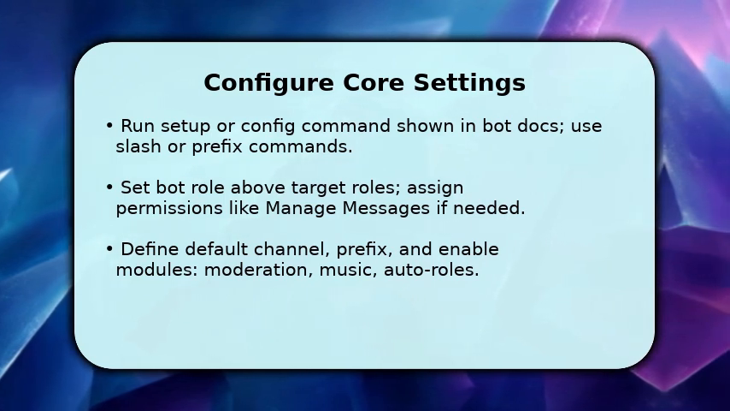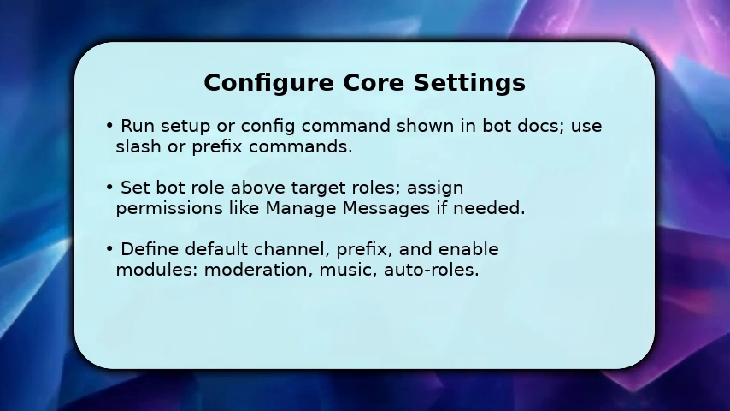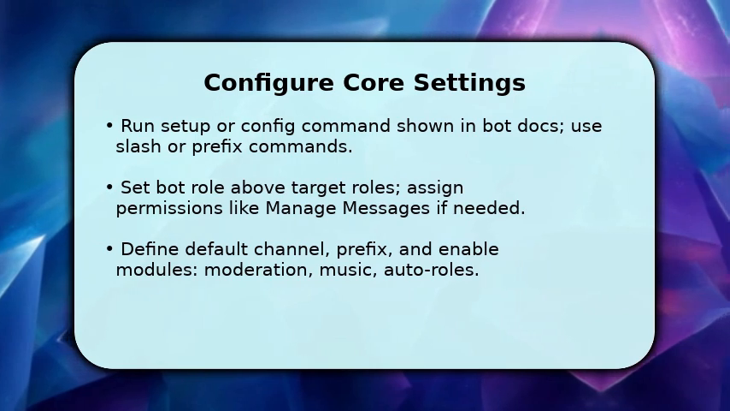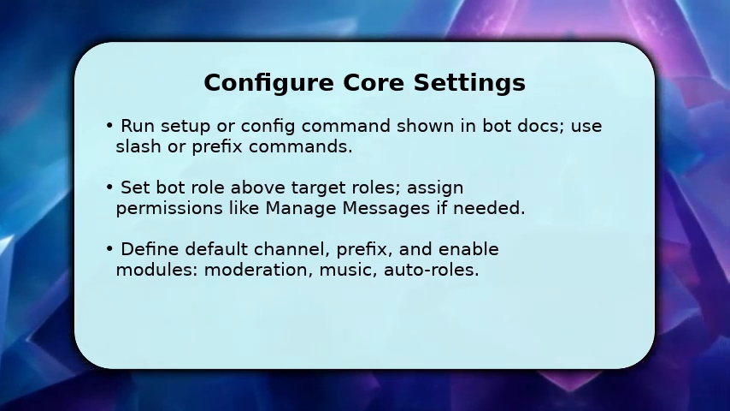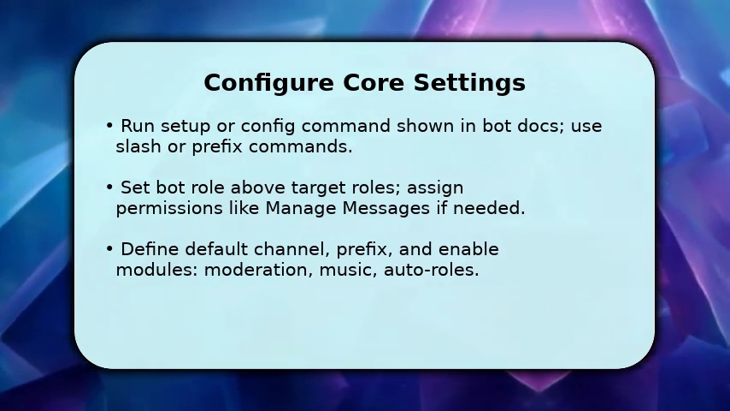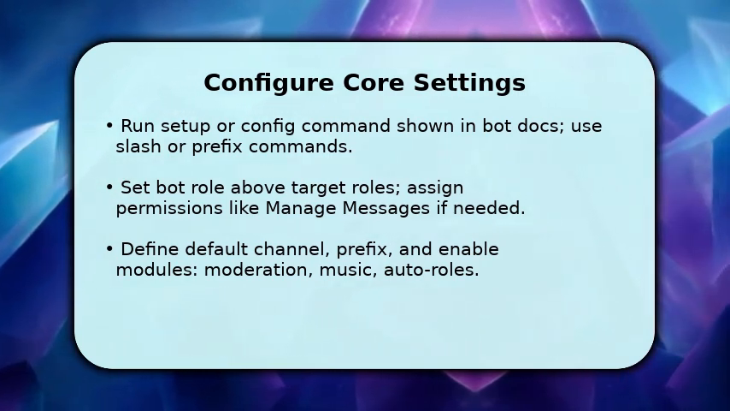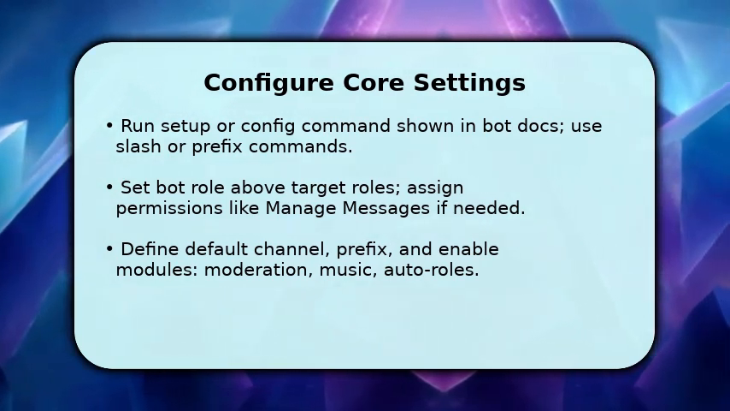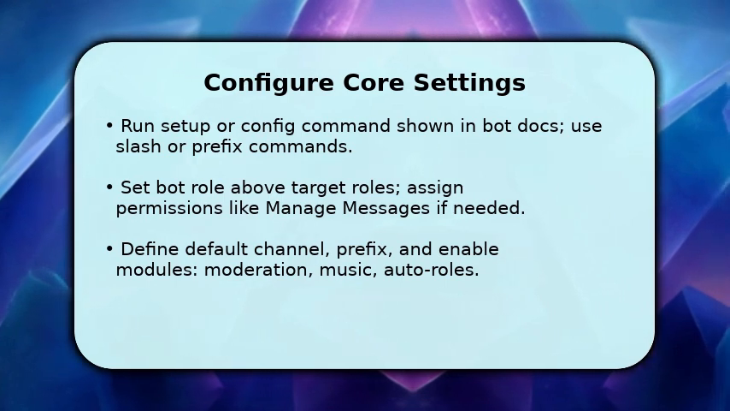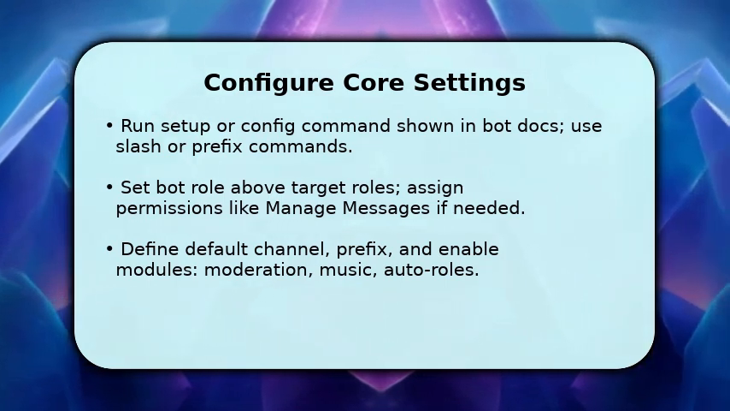Once connected, create a Lawliet role and place it above target roles so the bot can manage messages and automate tasks. Then set a default channel and choose a prefix. Enable modules you need, for example moderation or music. Make small changes, test a command, and iterate until the bot behaves as expected.